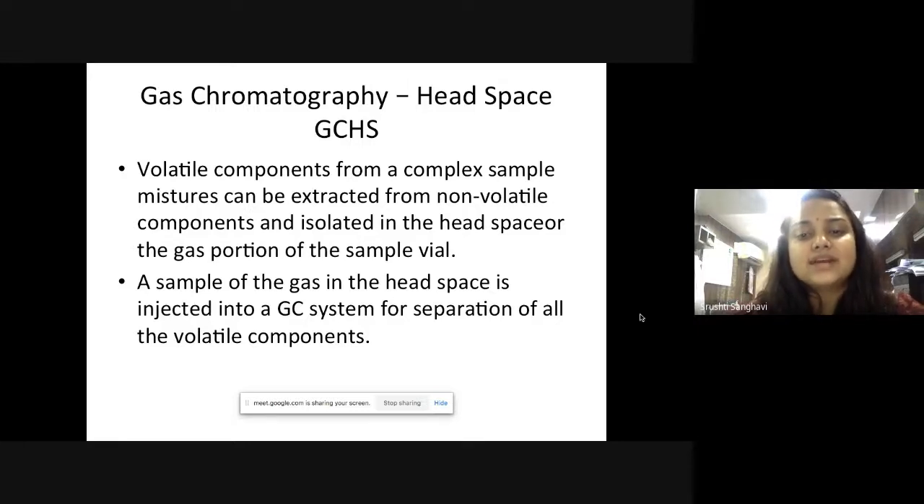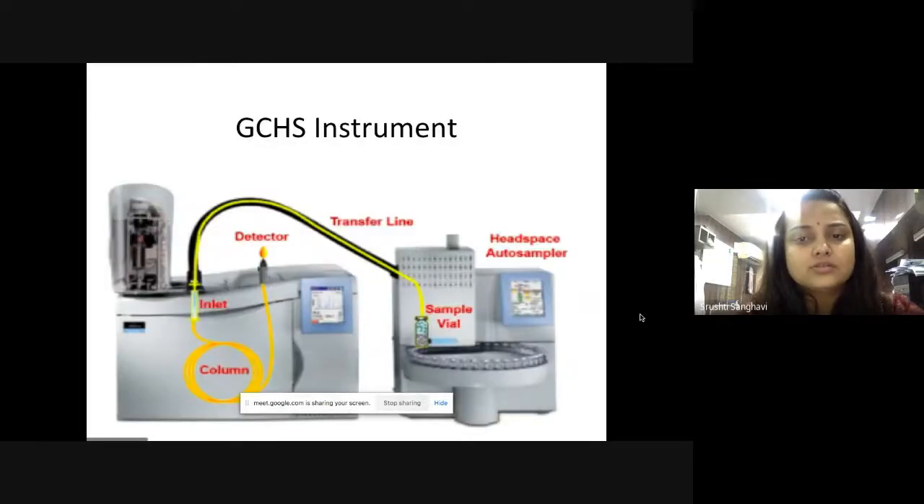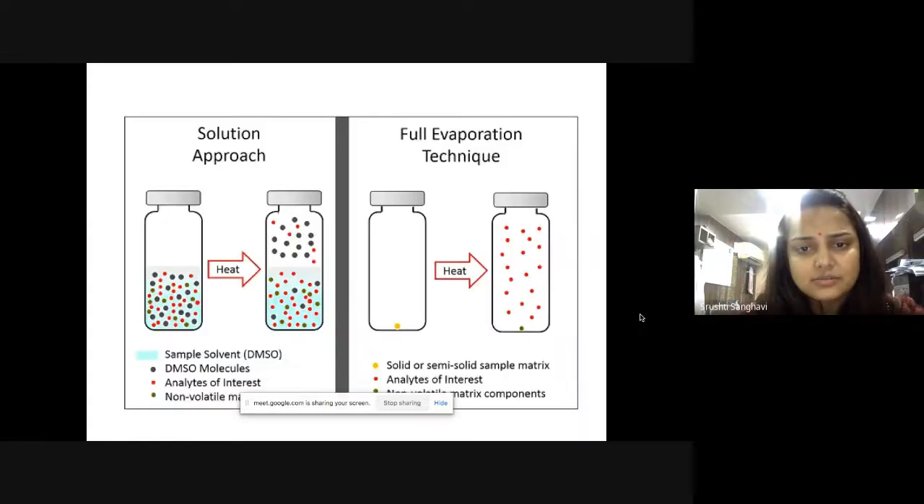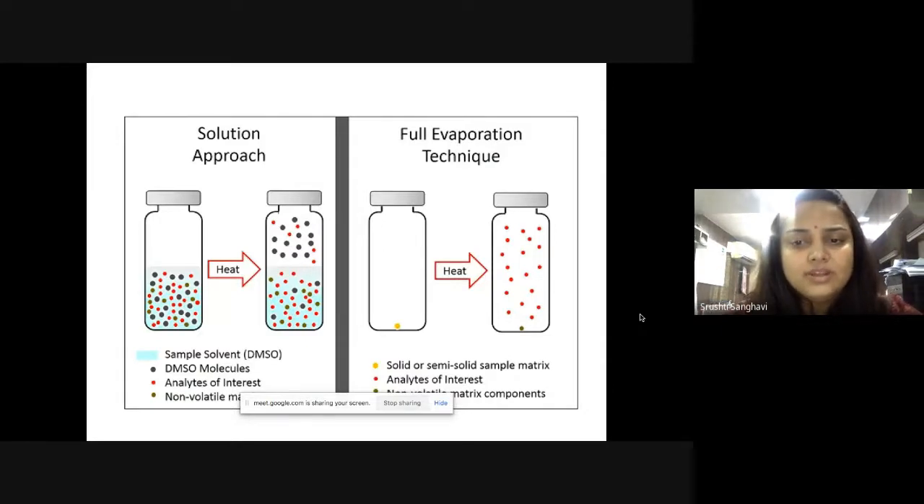Then the sample gas in the headspace is injected into the GC system. So what happens is you take that pav bhaji masala. Let me do this. You see the full evaporation technique? That yellow bead that you see, that is your pav bhaji masala.